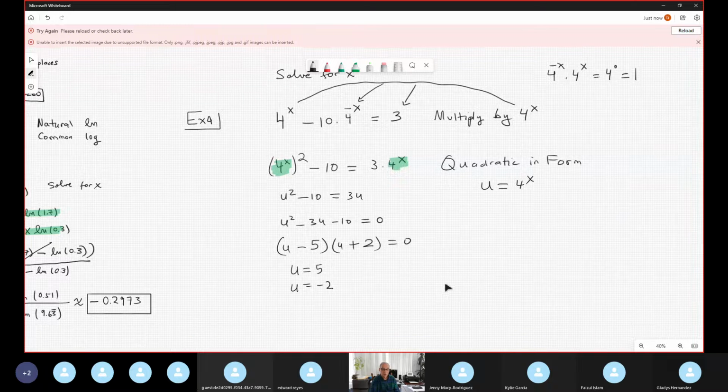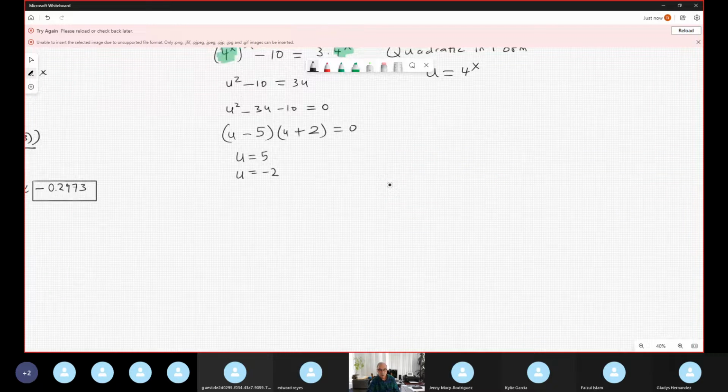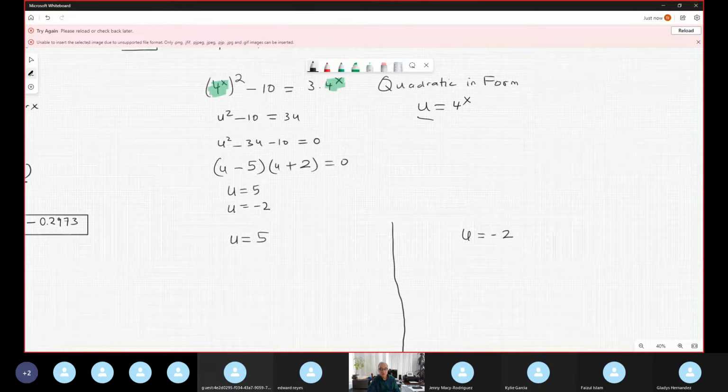Okay, so now I have two solutions for u. I need to convert them into solutions for x. Suppose u equals 5 and u equals negative 2. But who is u? You remember it was 4 to the x. Basically, I have 4 raised to the x equal 5.